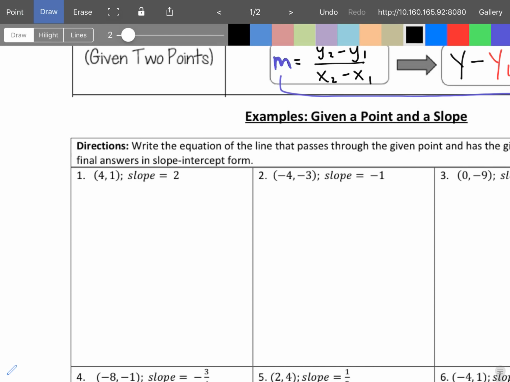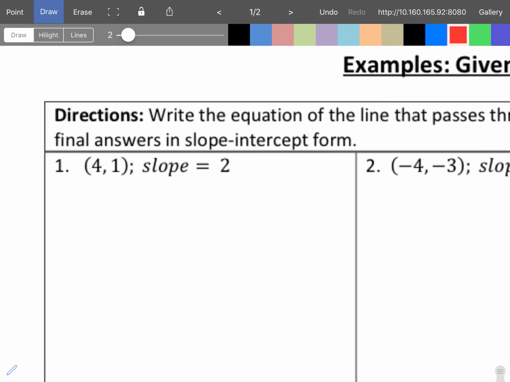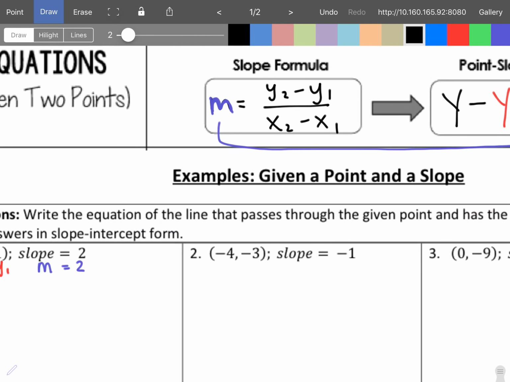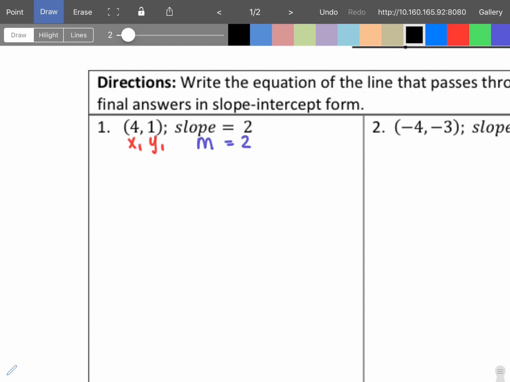So I'm going to label my points first. I'm going to label this x1, y1, and your slope, remember, is m. So m equals 2. And I'm going to rewrite this formula down here so I can know what to plug it into. y.